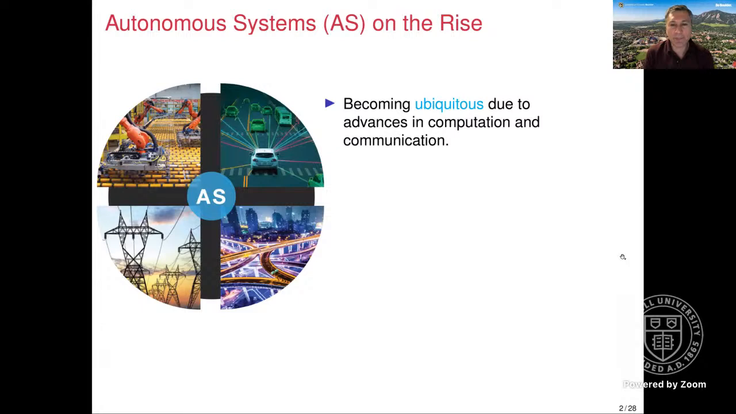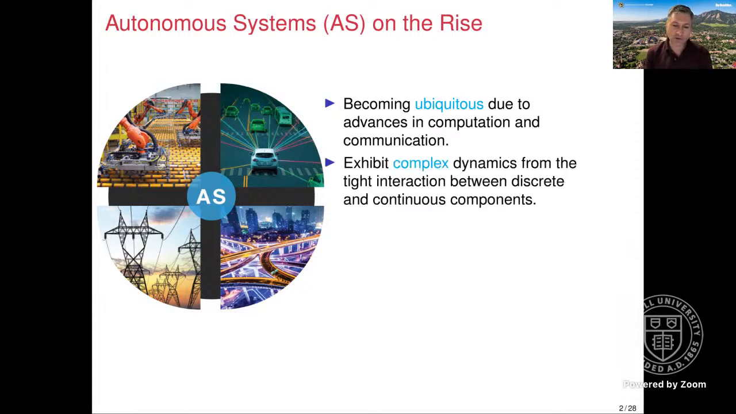As we all know, autonomous systems are on the rise and they're becoming more and more ubiquitous. Of course, this is due to advances in computation, communication, and memory. But on the other hand, these systems are exhibiting very complex dynamics, due to the tight interaction of the physics and the cyber components in these systems. Nowadays, software is in charge of controlling many physical variables in these systems, and that exhibits very complex behavior.